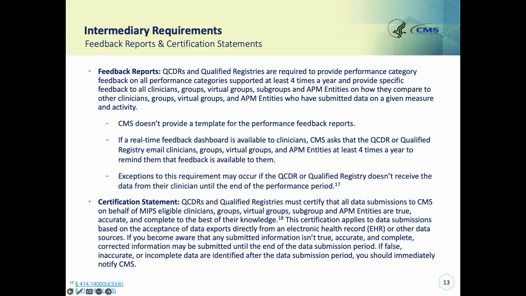And that would also include if a group or clinician is participating using MVPs or through the APP or anything to that effect. QCRs and qualified registries must send that feedback out at least 4 times per year, and also provide feedback to the clinicians, groups, virtual groups, subgroups, and APM entities on how they compare to other clinicians submitting the same measure or activity within their program. CMS does not provide specific templates on what this feedback should look like, so that is something up to your discretion, but we just do need to make sure that those particular requirements that are set forth by the rule have been met.